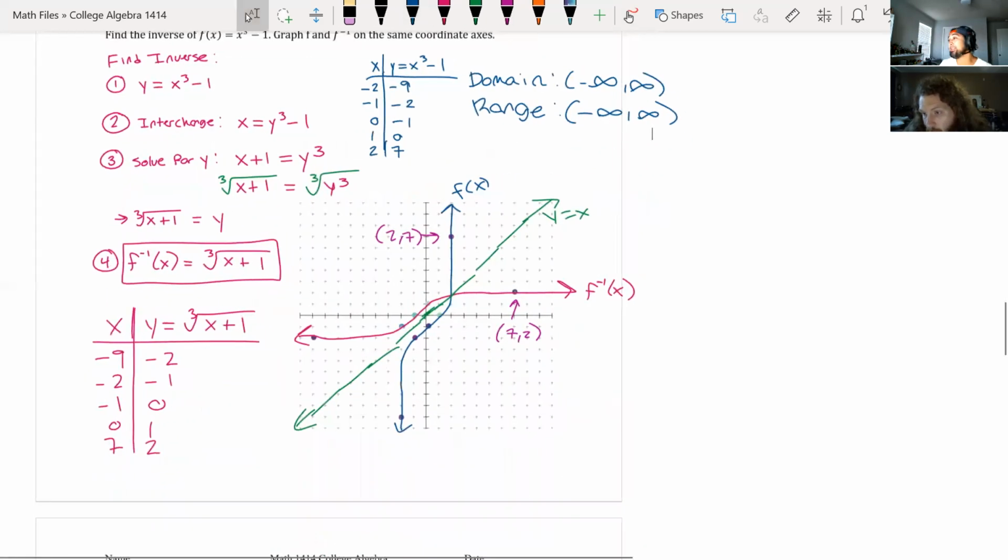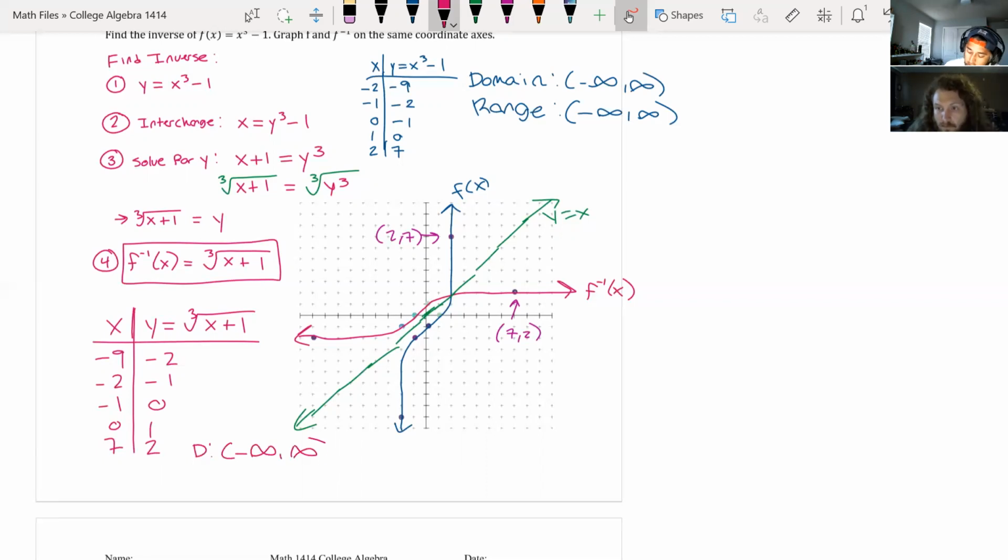Which means that if you have the domain and range of the original function, then you know if your x and y values switch, your domain and range will also switch. But this one's just way too easy because the domain and range are exactly the same. So this means that for the domain of our inverse, it would be all real numbers. And the range of our inverse would be all real numbers.